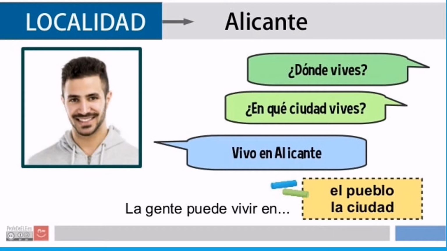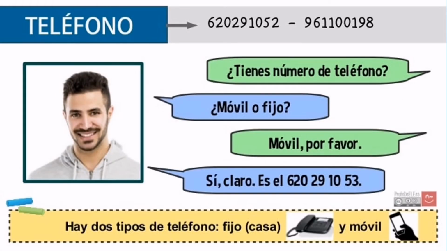Now, la gente puede vivir en el pueblo o la ciudad. What does this mean? We're saying that people can live in el pueblo, which means the countryside, or la ciudad, which means the city.